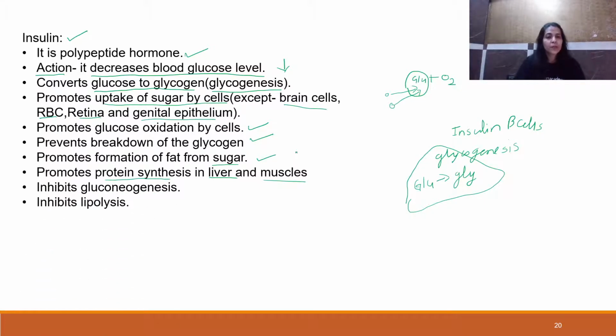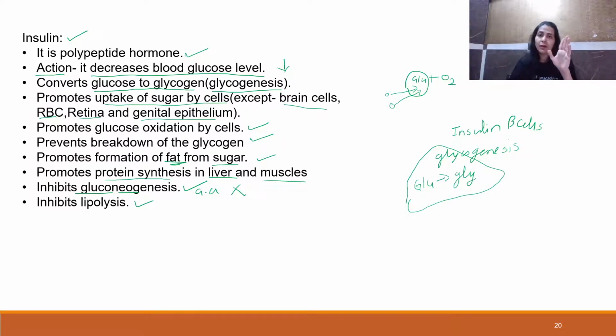It also promotes protein synthesis in the liver and muscles. It inhibits gluconeogenesis. What is gluconeogenesis? Formation of glucose from new sources like amino acids. So it inhibits that. It doesn't allow amino acids to get converted to glucose. It inhibits lipolysis. It prevents the breakdown of lipid naturally, because it itself is promoting formation of fat. So how will it increase the lipolysis?